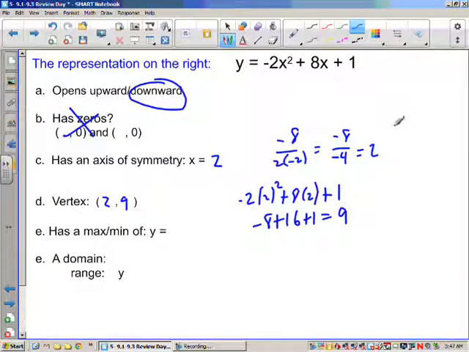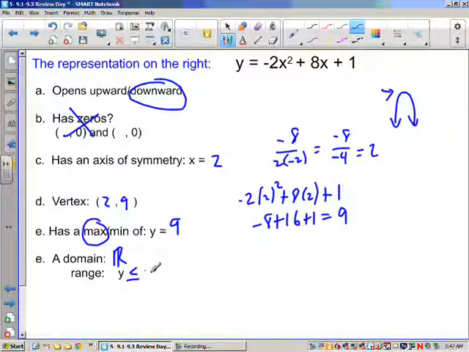Because it opens downward, it's going to have a shape like an upside down U. We're going to have a maximum up here at the top for y. So it's a maximum of 9. Again, the domain is all reals. And since it's a max, it'll get up to 9 and then come down from there. So y is no bigger than 9, or less than or equal to 9.